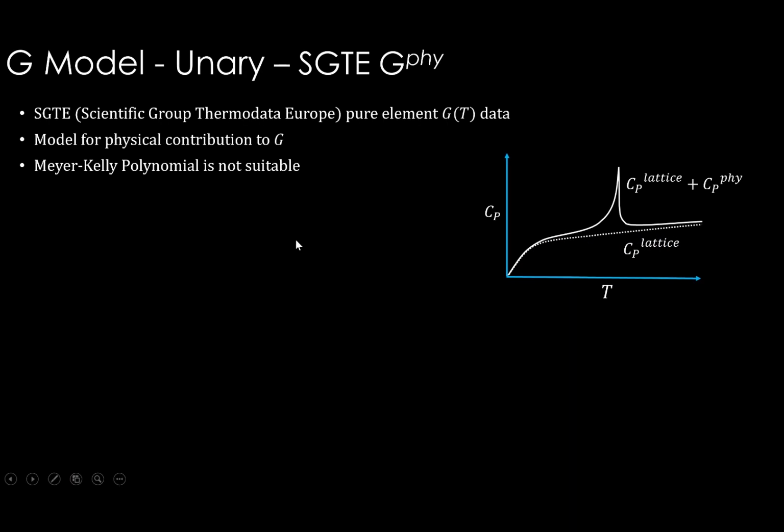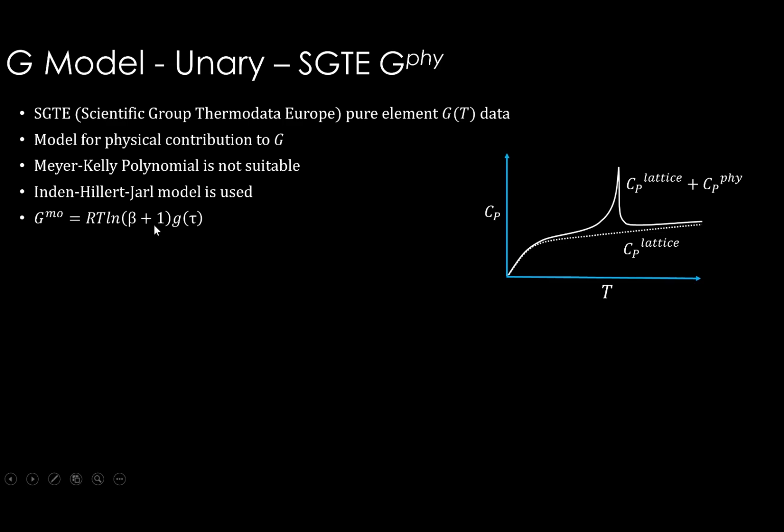So this is the magnetic transformation part. We have talked about it some time ago. Here also the Mayer-Kelly polynomial is not suitable, and the Inden-Hillert-Jarl model is used, and this is the magnetic ordering Gibbs energy, GMO. This is the G physical now.